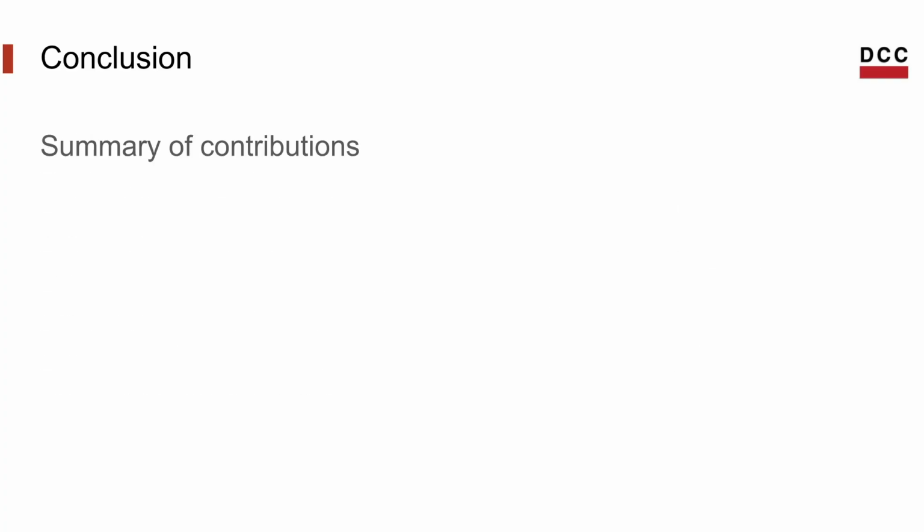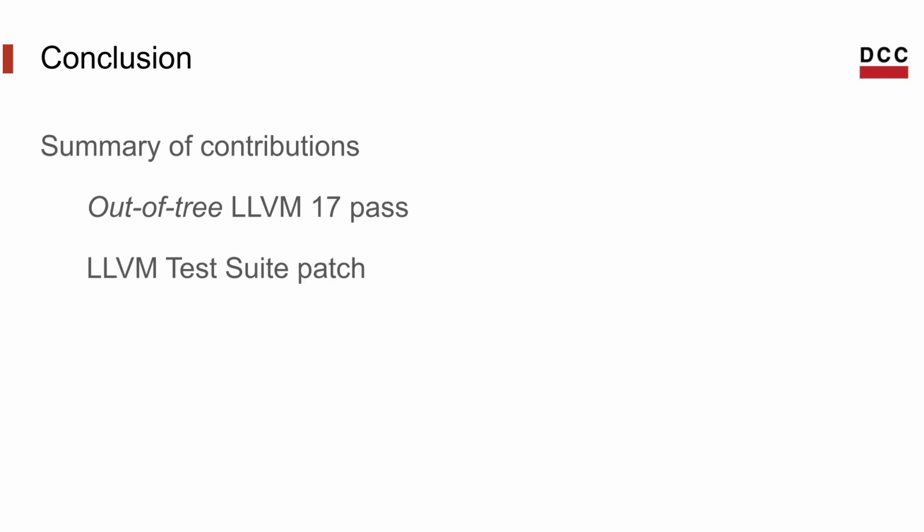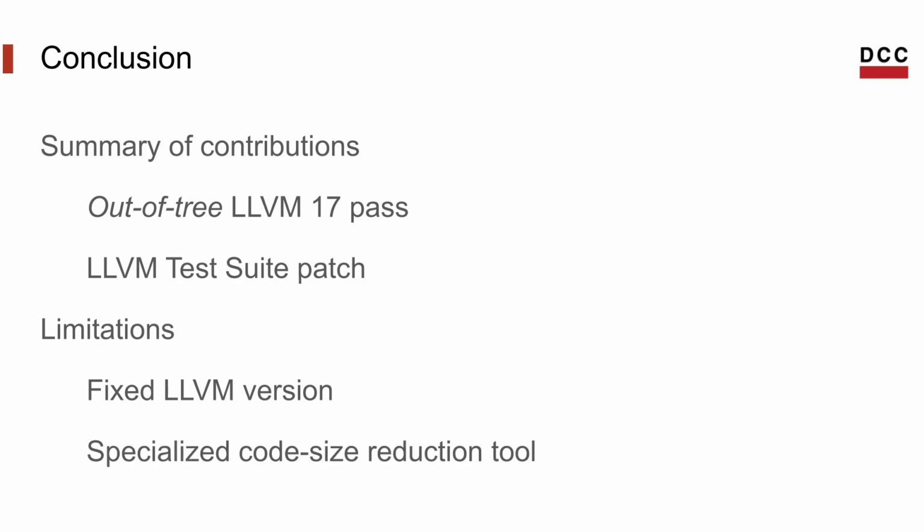To conclude this presentation, we start by outlining our contributions. That is an out-of-source LLVM 17 pass that is open source to the compiler community, and a patch to the LLVM Test Suite that makes it possible to run an arbitrary pass over the entire corpus of programs. But our work has some limitations. The LLVM version is fixed to 17, and the implementation might not work with a different version. Also, our program slicer is a specialized code size reduction tool because we could not identify the compression unit pattern of idempotent backward slice inside the majority of programs from the LLVM Test Suite.